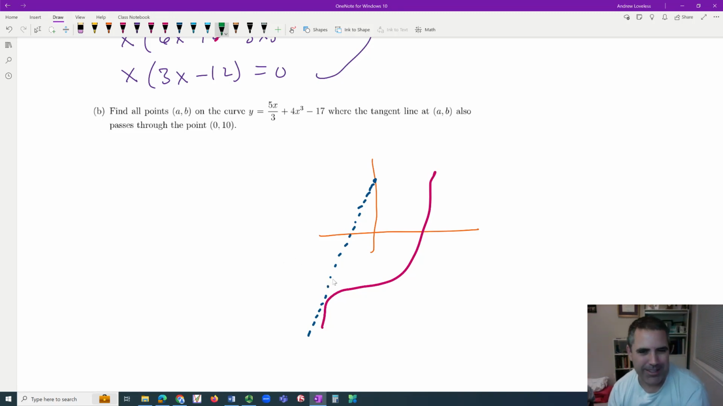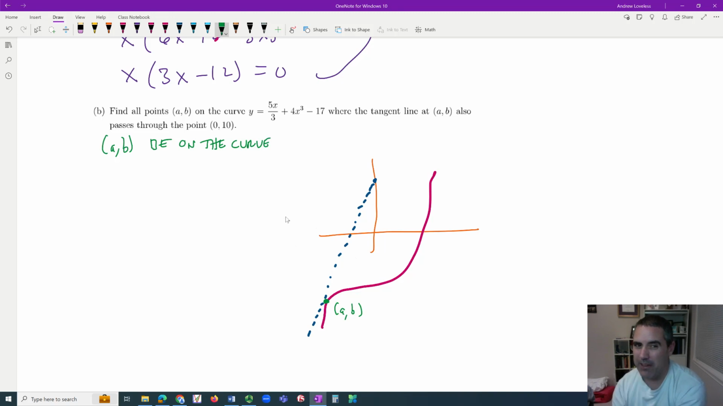It's the same sort of idea as a previous problem, which is we're trying to find two things. We need to write two conditions. So the main idea is we need to label this A, B. So let's let A, B be on the curve, and let's have it be the point where it's tangent.